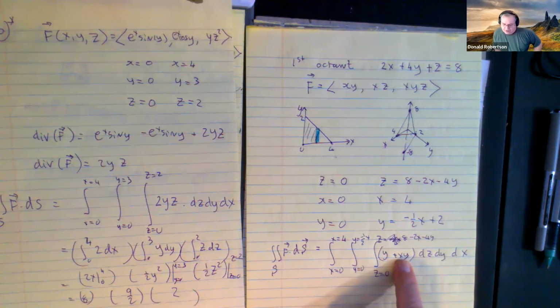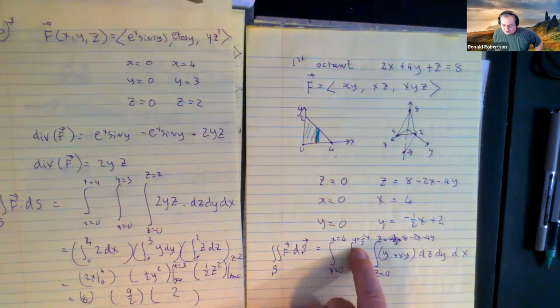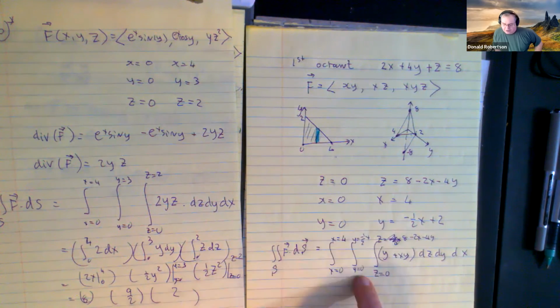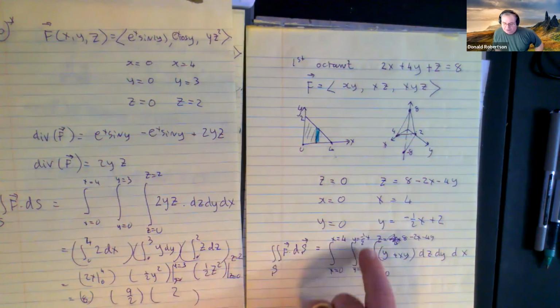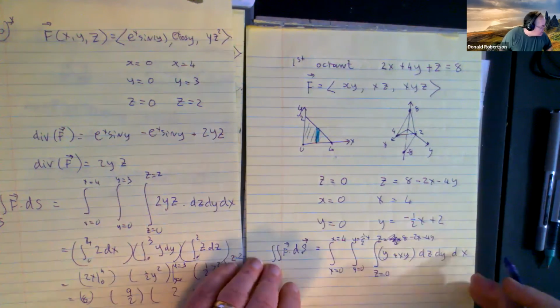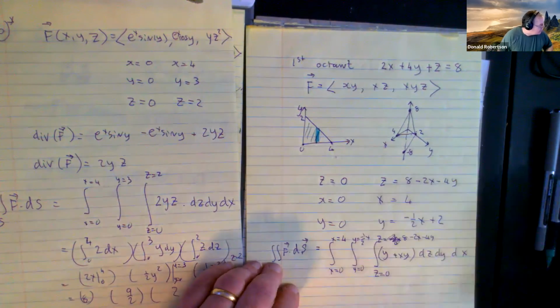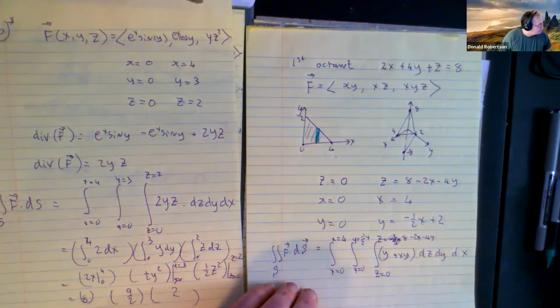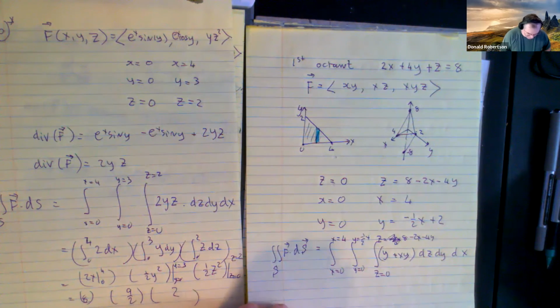Integrate with respect to z, plug in numbers, then move over here, integrate with respect to y, and then put in these terms, then move over here and integrate with respect to x, and you get whatever answer you happen to get. Are we good?